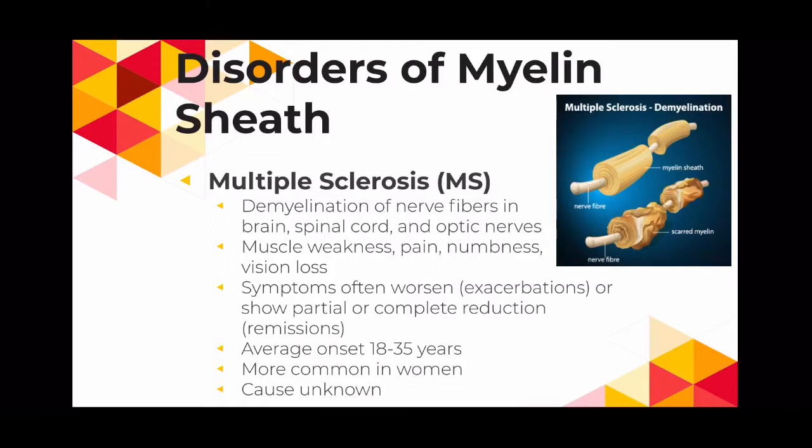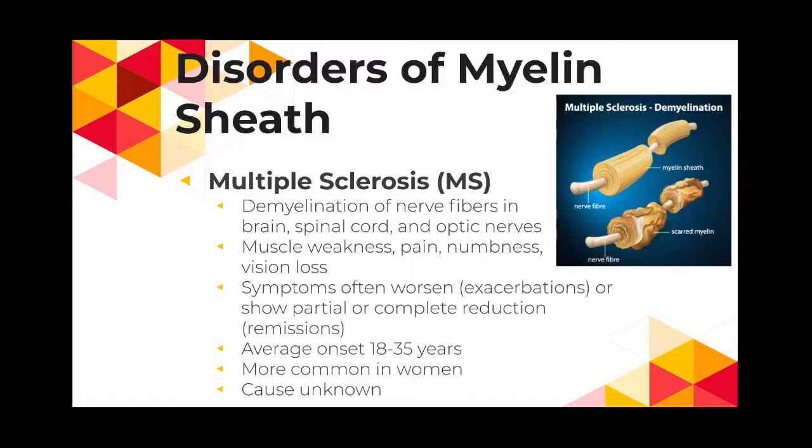Multiple sclerosis, also known as MS, which is one of your abbreviations, is another disorder of the myelin sheath. Multiple sclerosis is caused by, again, the demyelination of nerve fibers in the brain, in the spinal cord, and in the optic nerves. MS is a progressive disorder, meaning that it comes on gradually over time, and the symptoms often include muscle weakness, pain, numbness, and vision loss.